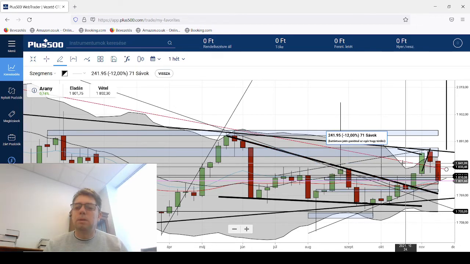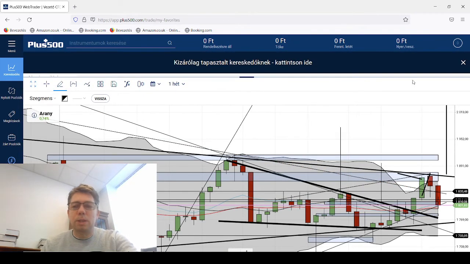So of course I'm on the bullish side. I see more bullish signs in this chart than bearish patterns, but we need to be careful. Let's go over to silver.